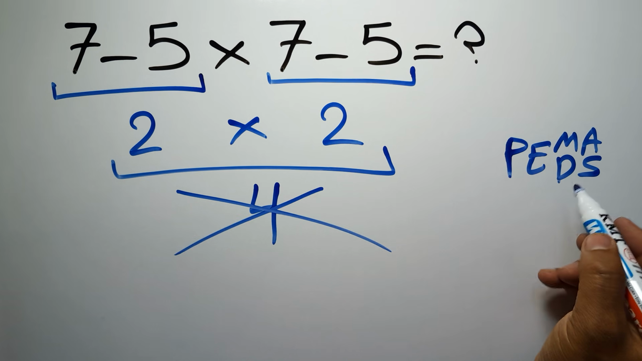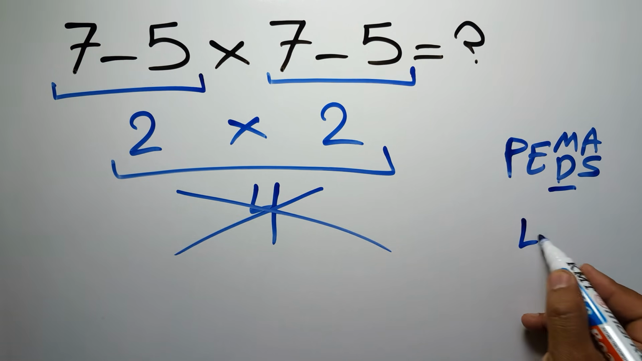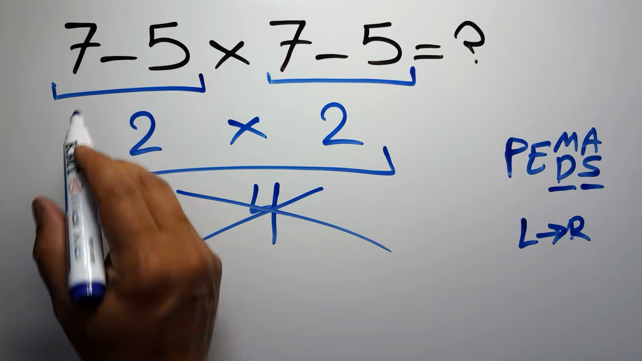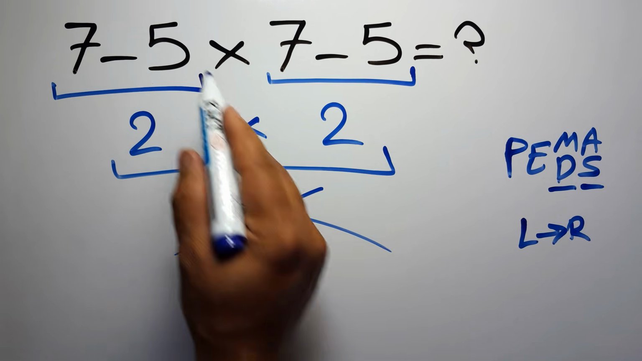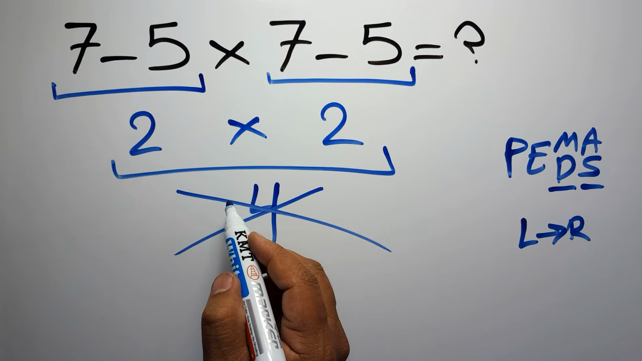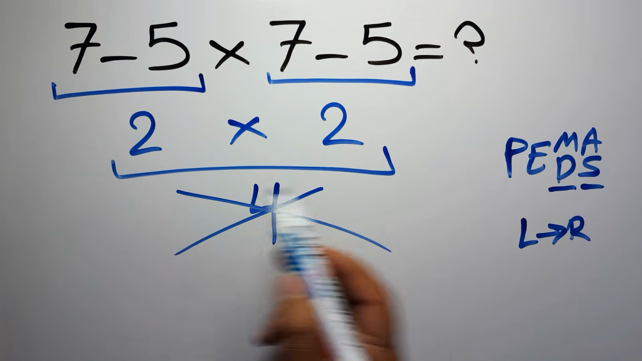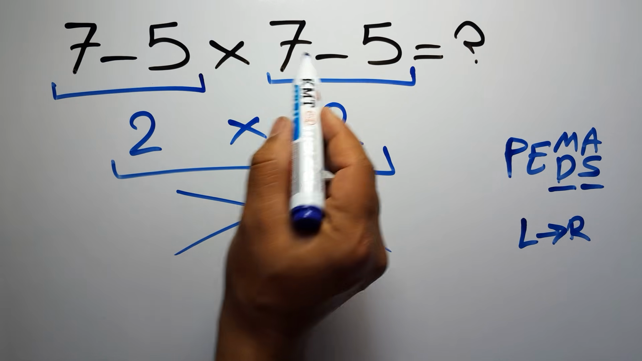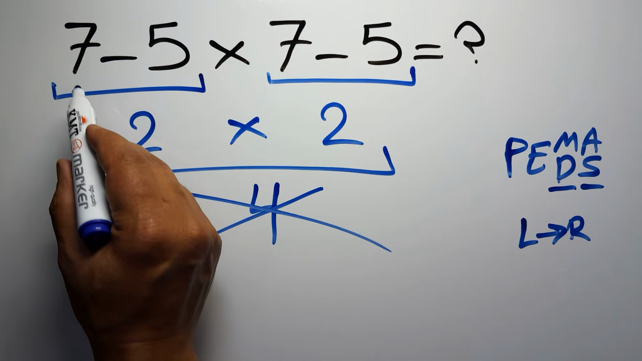Remember that multiplication and division have equal priority and we have to work from left to right. And the same applies to addition and subtraction. In this expression we have 2 subtractions and 1 multiplication. According to PEMDAS, multiplication has higher priority than subtraction because multiplication comes before subtraction. And when we have more than 1 subtraction in an expression, we have to work from left to right.